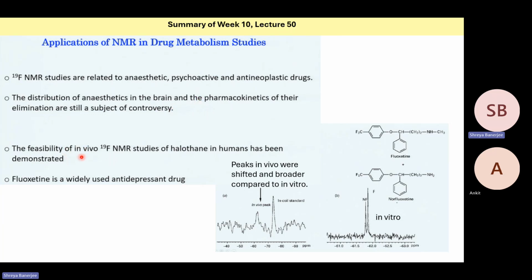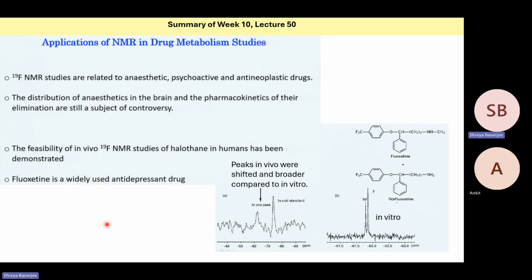The feasibility of in vivo 19F NMR studies of halothane in humans has been demonstrated. Studying the 19F metabolism of halothane in vivo has been demonstrated in humans.